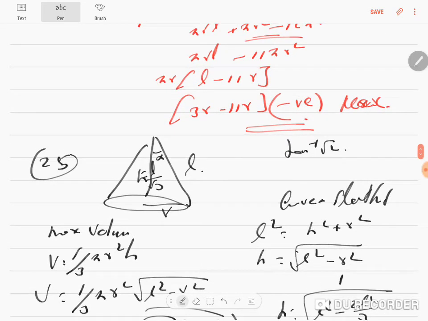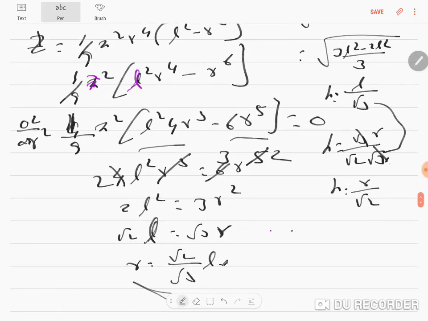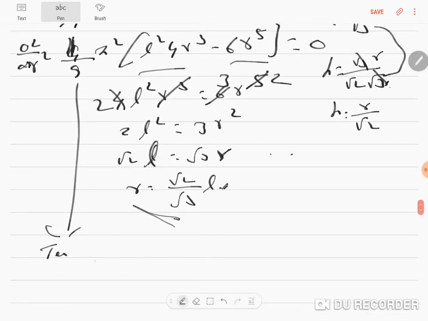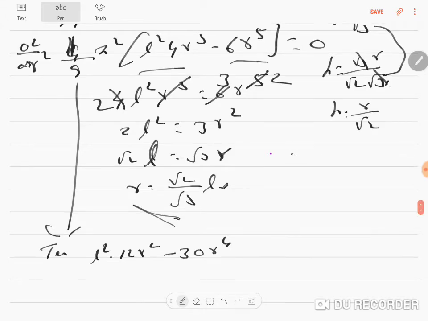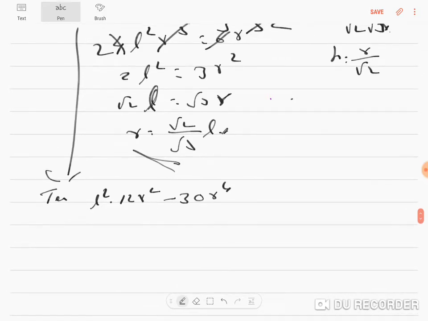So right here, instead of this, r by root 2, tan alpha is equal to opposite by r by root 2, thus tan alpha is equal to root 2, alpha is equal to tan inverse of root 2. Again you have to take the differentiated value. Where have you differentiated? Yeah, this part, and do the double differentiation test, where you have L square, which is a constant, 12 r square minus 6 by 30 r to the power 4. You have to prove that this is again maxima.